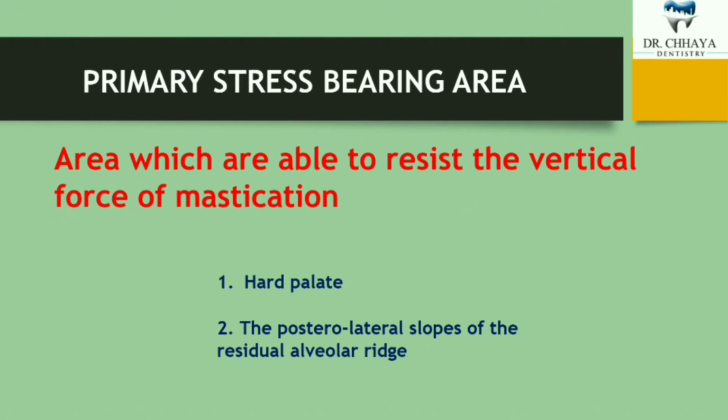Primary stress bearing areas are able to resist the vertical force of mastication. That is, they are the areas that lie perpendicular to the force directed toward them. Another reason why they are called primary stress bearing areas is that they have adequate submucosa and adequate cortical bone below it. Hence they resorb least under the load or pressure. So they are called primary stress bearing areas. They are the hard palate and the posterolateral slope of residual alveolar ridge.